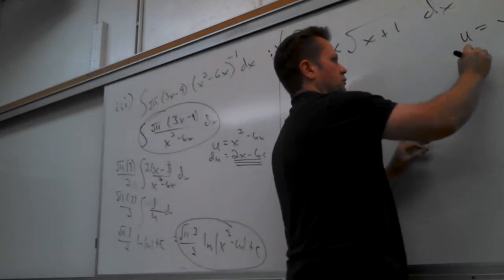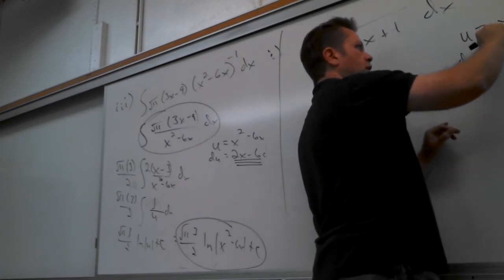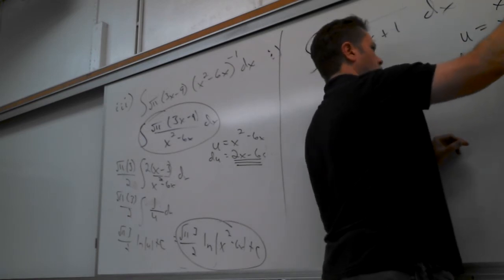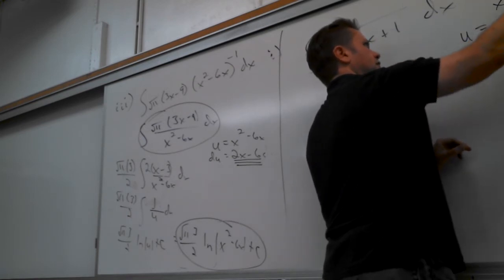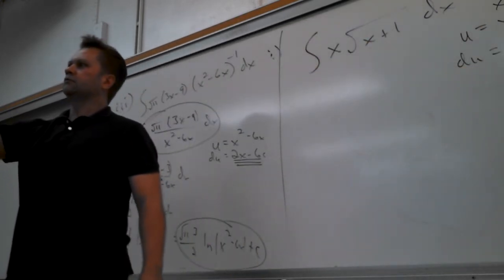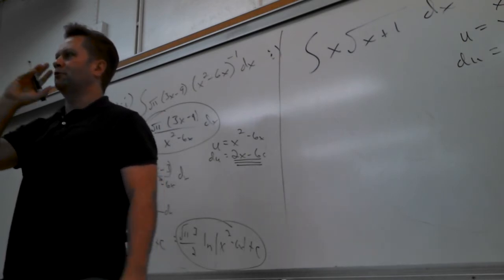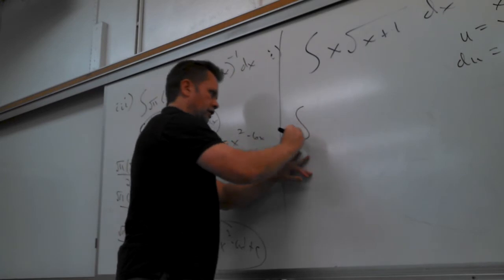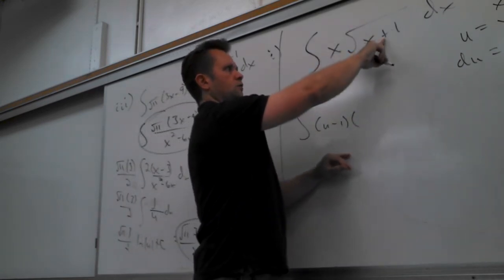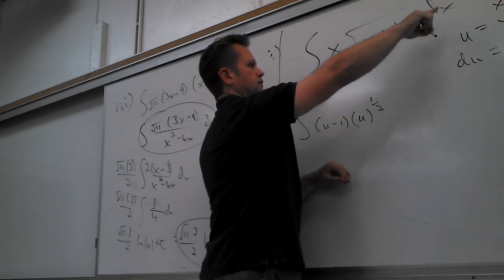Watch what happens. This is kind of cool. So du is what? 1 dx. But watch, if u is x plus 1, what's x? If u is x plus 1, x is u minus 1. So if I can replace all my x stuff with u stuff, what do I get? Integral, what's x? u minus 1. Root of u minus 1. What's x plus 1? u. And what's dx? du.